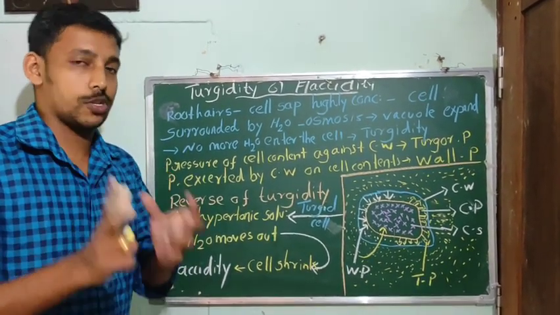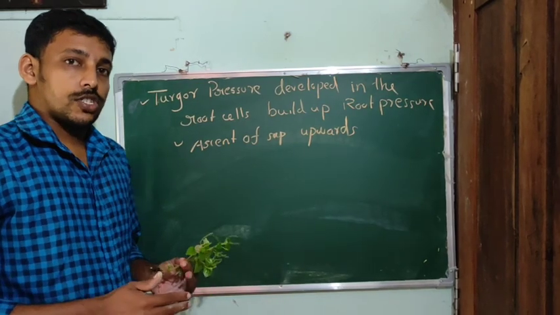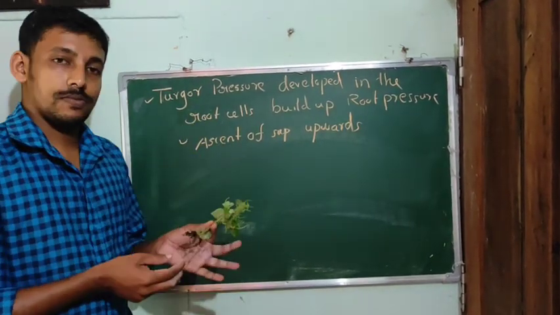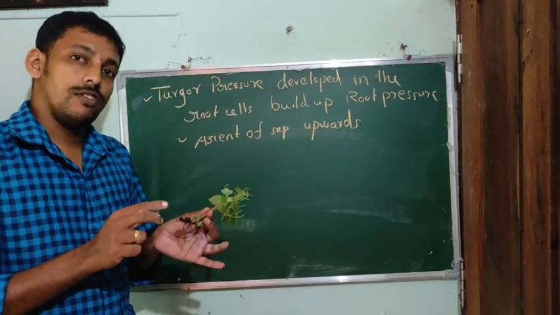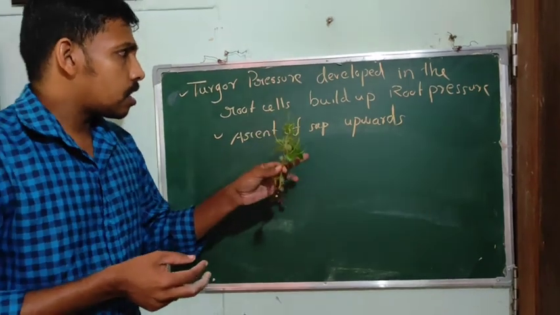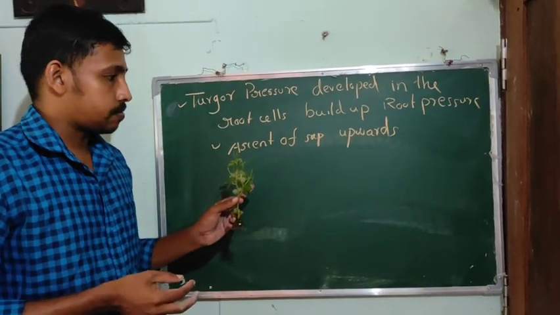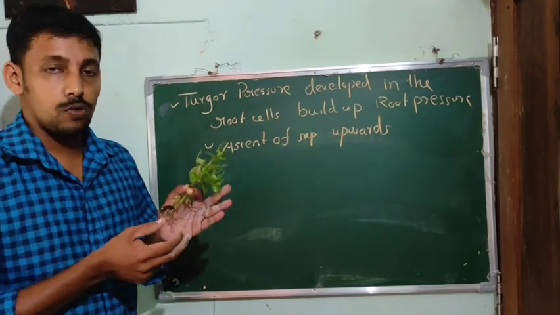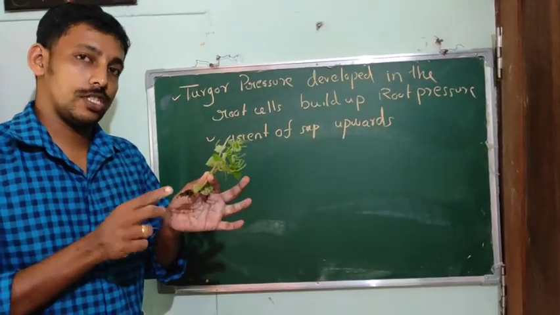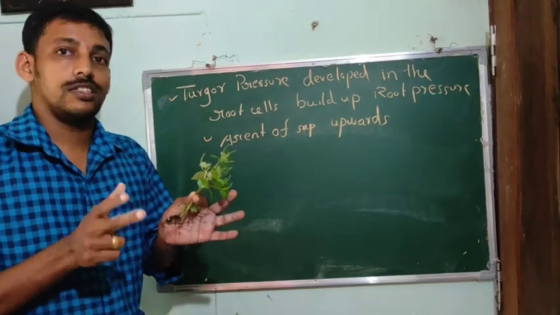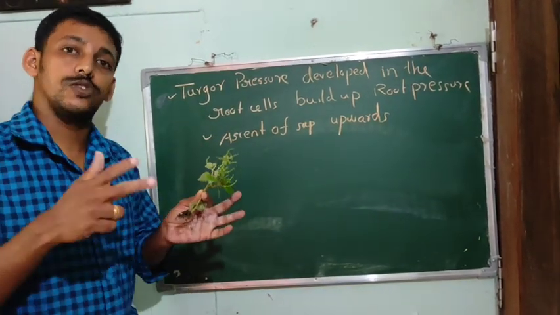So now we can study the uses of the turgor pressure. The turgor pressure which is developed in the root cells builds up the root pressure. Then what is root pressure?